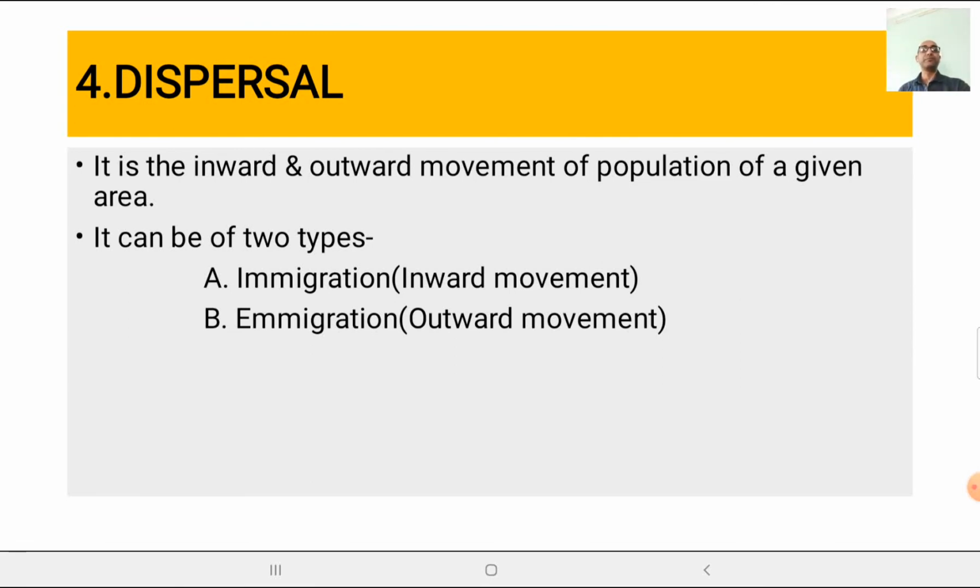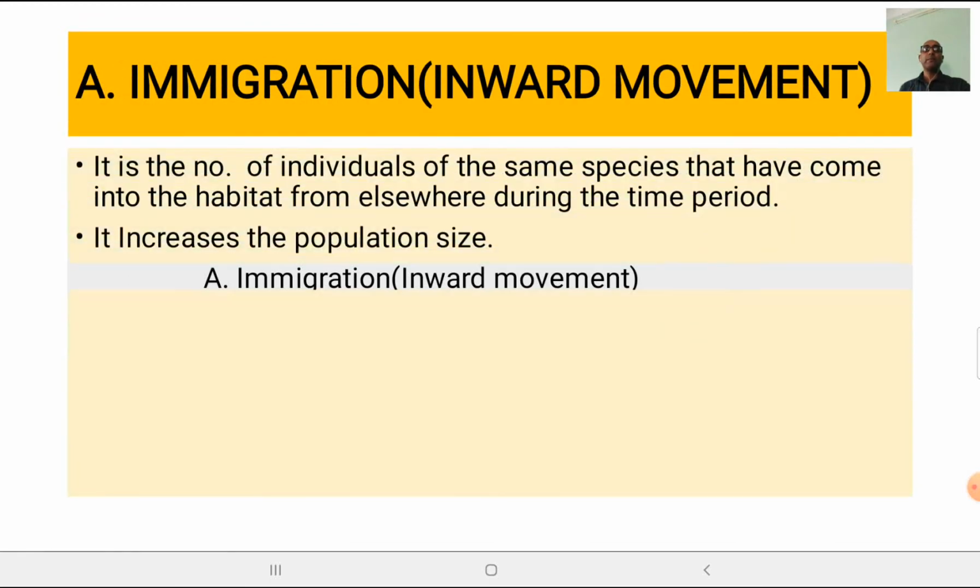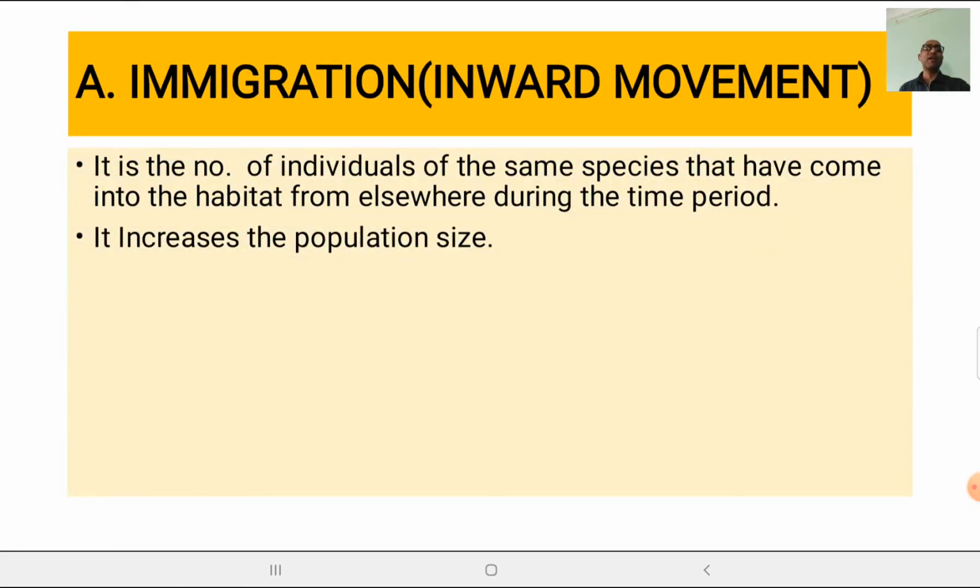Now let us come to immigration, the inward movement. What is immigration? It is the number of individuals of the same species that have come into the habitat from elsewhere during a time period. That means the number of individuals who have come from outside to a particular habitat constitute the immigration.